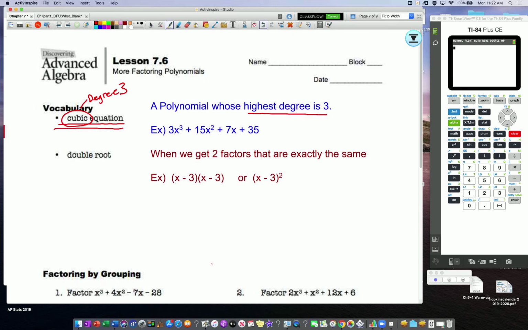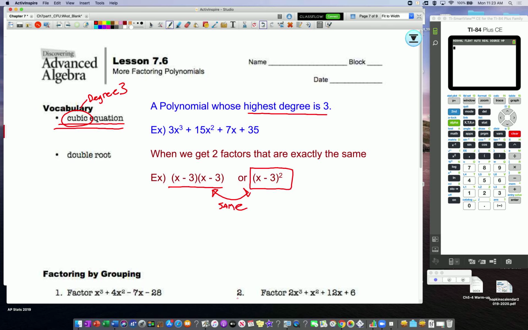Now, some of our problems have had what we call a double root. It's when we get two factors that are exactly the same. So for instance, if I factor something and I get x minus 3 times x minus 3, you can actually rewrite that as x minus 3 quantity squared. I haven't been doing that in the notes, but if that comes up in an example today, I'll demonstrate that for you. You don't have to, you can leave it as such, but just remember that these two expressions are the same.